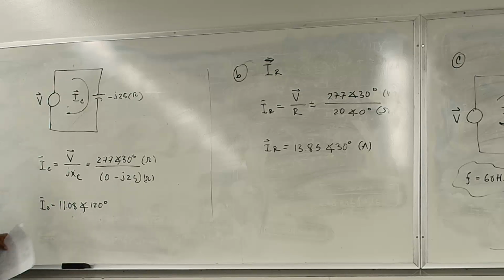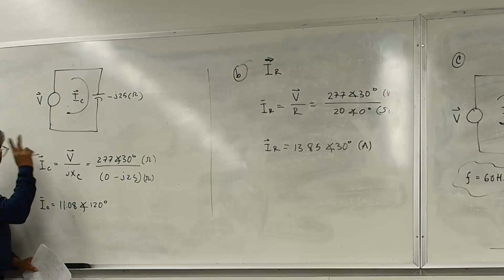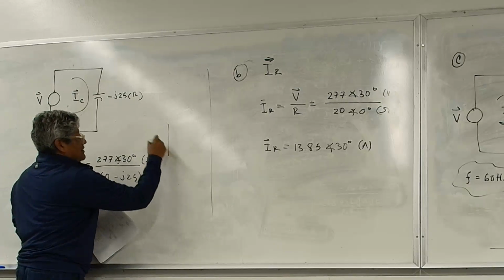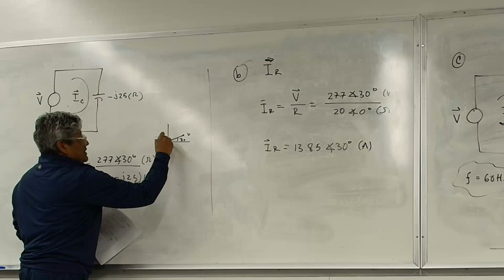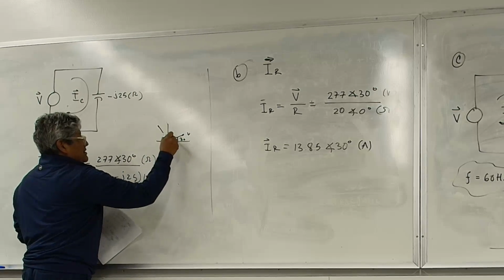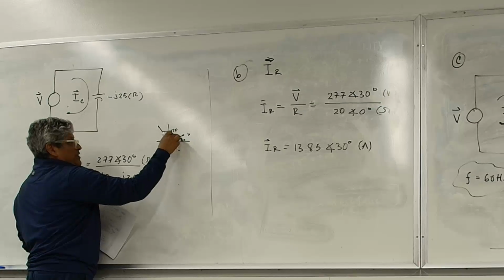Does it make sense? Yeah, because if you look at the 30 degrees, the voltage, the current in this case is leading. Remember, you have V at 30, and this one is 120. I'm interested in the angle between them.